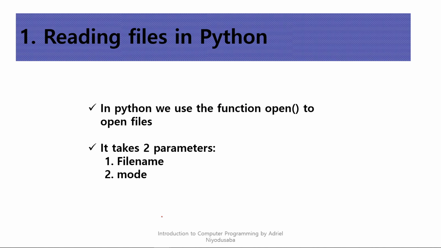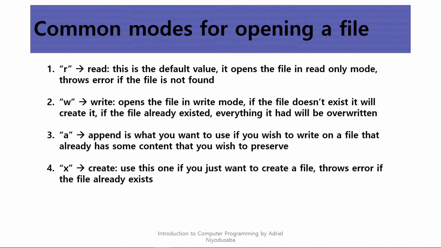Beginning with how to read and write to files in Python. So in Python we use a function known as open to open the files basically. And this function called open takes two parameters. The first parameter is the file name and the second parameter is the mode. The file name is the name of the file which you want to open, but more technically it's the path to the file you want to open. We'll see later what that means.